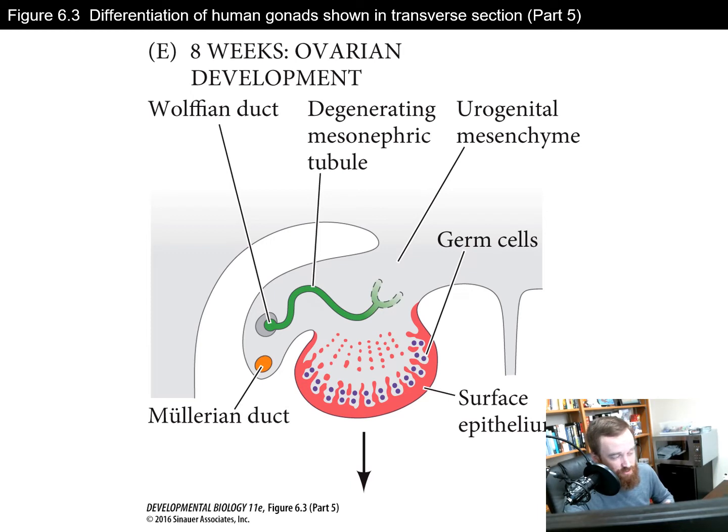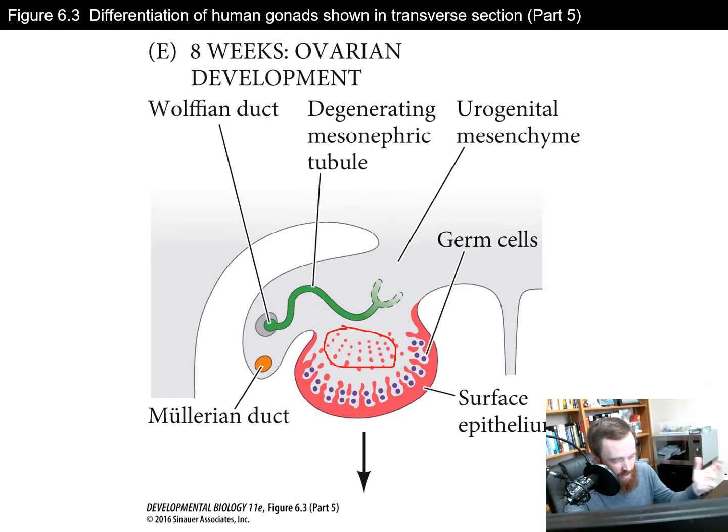So similar to testes at week 8, if there's no Y chromosome and there's no SRY gene, that allows for those ovary developing genes to be functional and to be expressed, and thus we have the cascade that develops into the ovaries. At this stage, the sex cords at the center of the developing gonad are degenerated, and that leaves sex cords on the surface of the gonad.